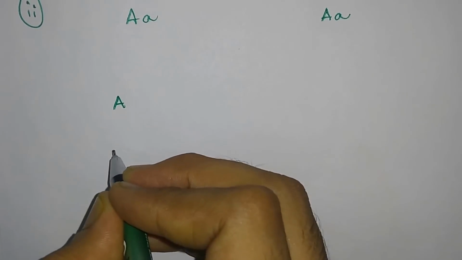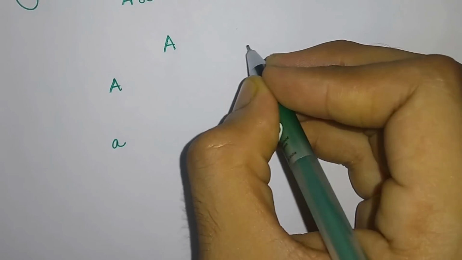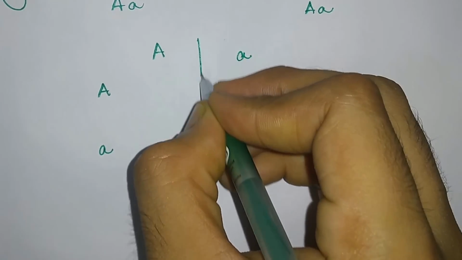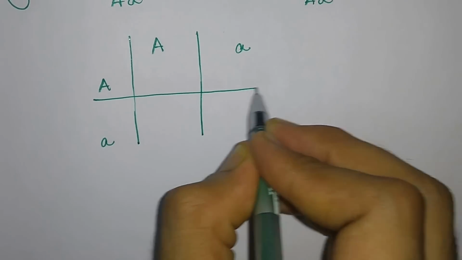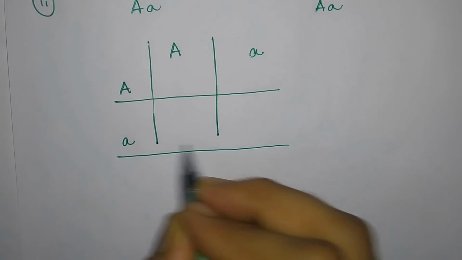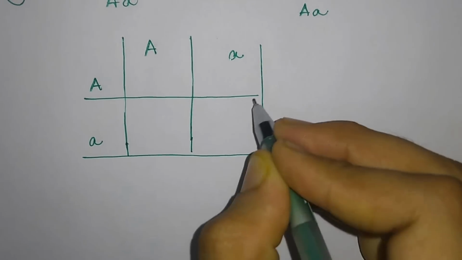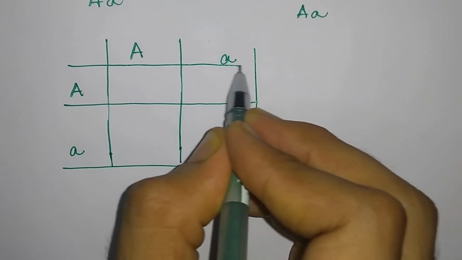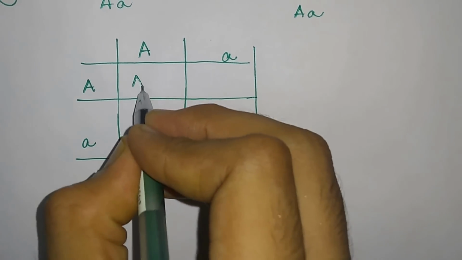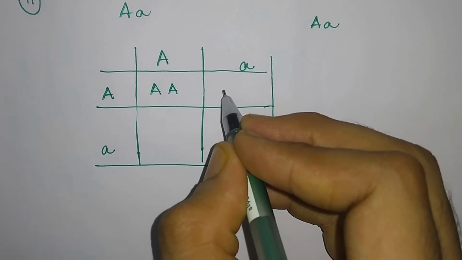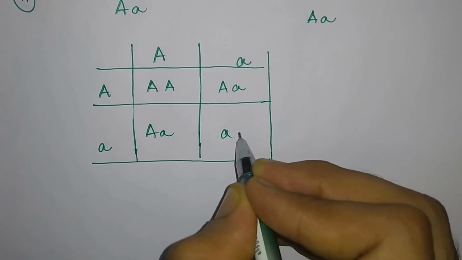We simply take one capital A over here, small a over here, capital A over here, small a over here, and draw a few lines. Okay, so we basically get 4 boxes. Now we will simply join them. We have capital A capital A, capital A small a, capital A small a, and both small a.